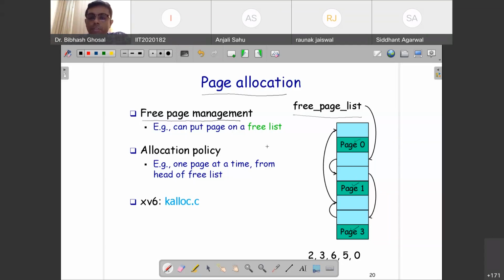So when a new process comes, let's say page 0, page 1, page 3 are the pages of a particular process called A. Now when a new process is created, process called B, this will also require some frames or pages to be allocated. Now which pages will be allocated? How will the system decide?